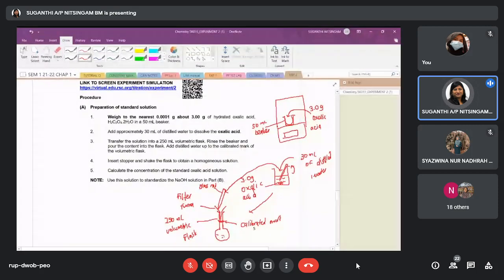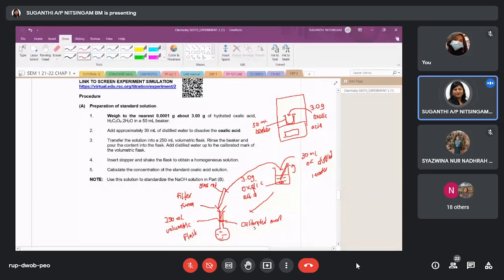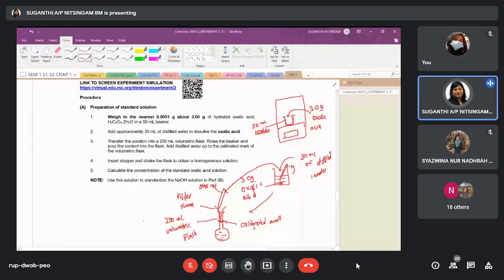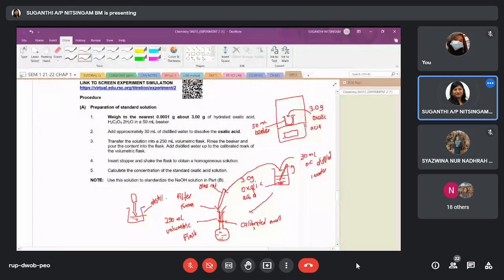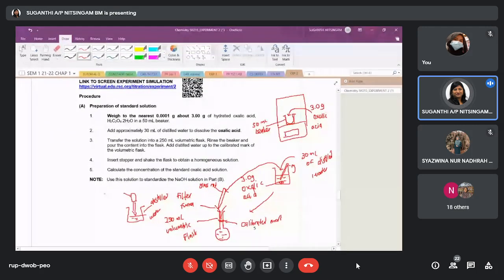So when you have filled it, nearing the calibrated mark, you must use a dropper. Try and use a dropper. Inside this there is distilled water. This is a dropper. Okay, so we have to add using the dropper to make sure that our meniscus is exactly on the calibrated mark. If it goes over that, you have to redo it starting from this 3 grams. Look at how difficult the work is. You have to go back, weigh again, dissolve again and put it into the volumetric flask.